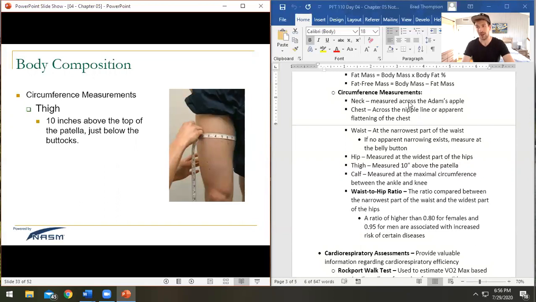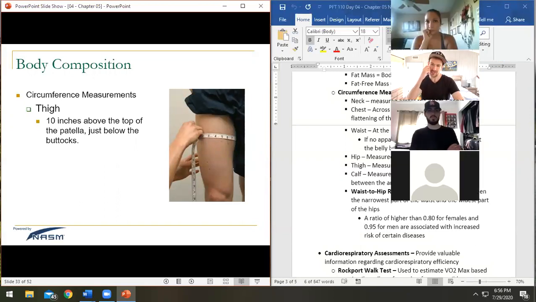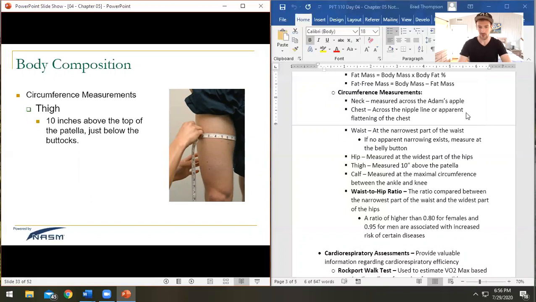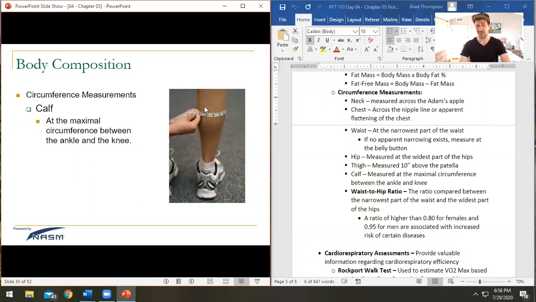This is one that you'll often modify, by the way. 10 inches above the patella on a shorter client, sometimes your client's patella is 10 inches long. So you're going to get real personal. So instead you can modify it, you're just going to measure 6 inches. Just make sure you write it on the assessment sheet. You can do it wherever you want to do it. That's actually something I do on the calf too.